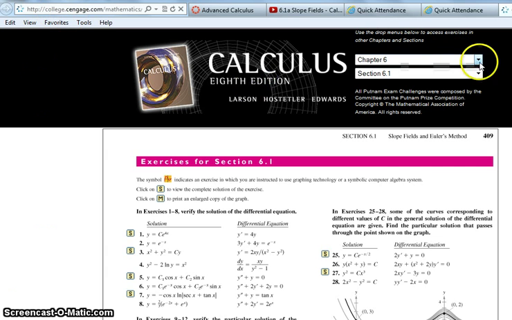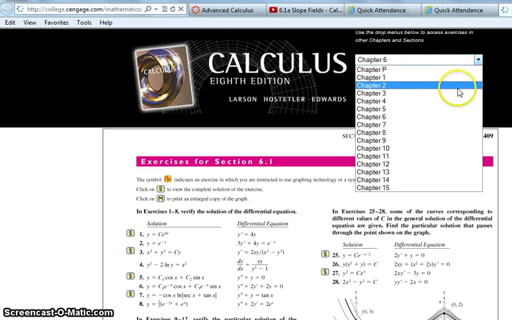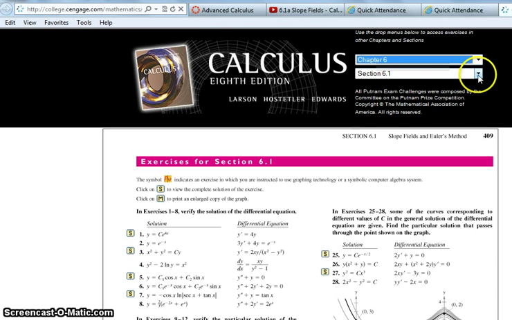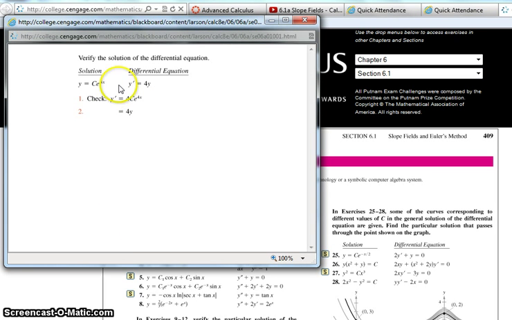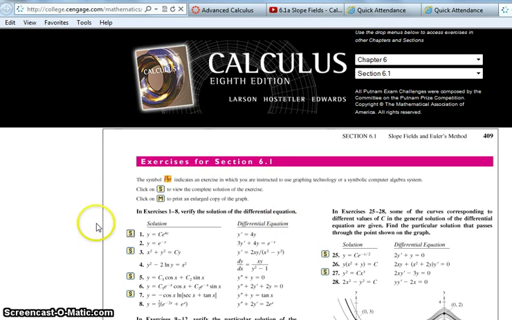And if you want a certain chapter, you've got this drop-down box, and we're in Chapter 6. And we're dealing with homework problems from Section 1. If you notice, this is problem number 1. If you click the little S, it gives you the solution and sometimes a little bit of step-by-step. So you can check all the odd problems.